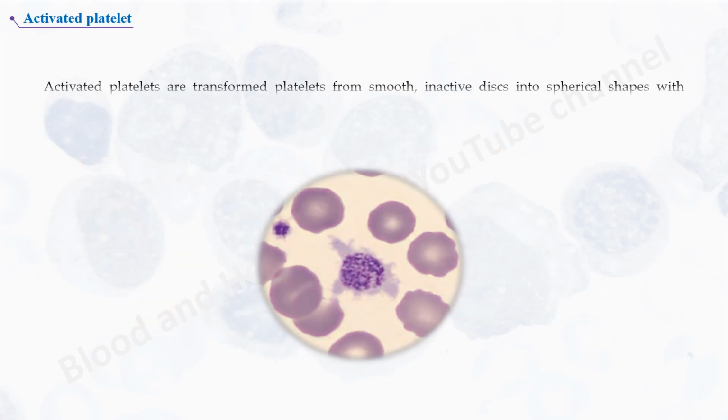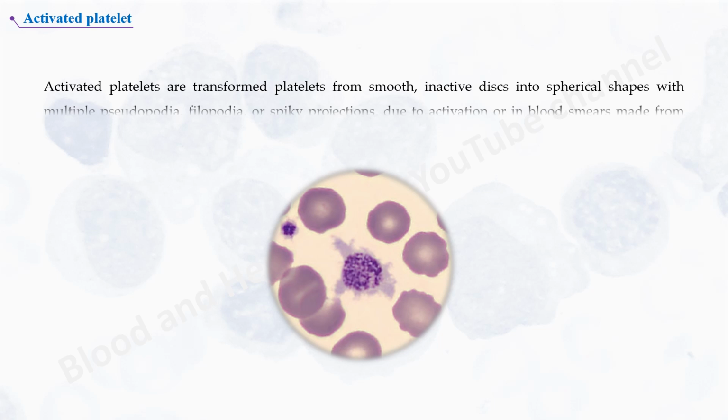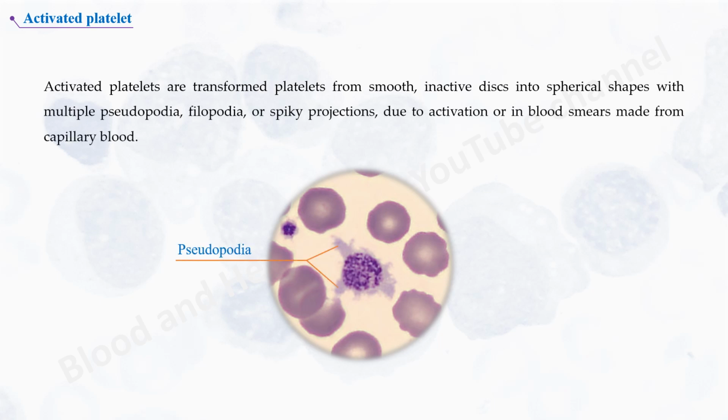Activated platelets are transformed from smooth, inactive discs into spherical shapes with multiple pseudopodia, filopodia, or spiky projections, due to activation or in blood smears made from capillary blood.